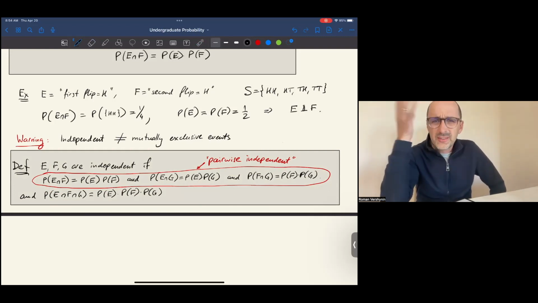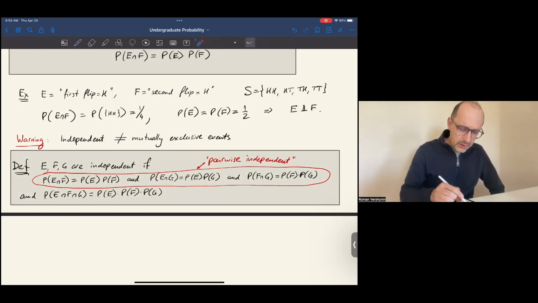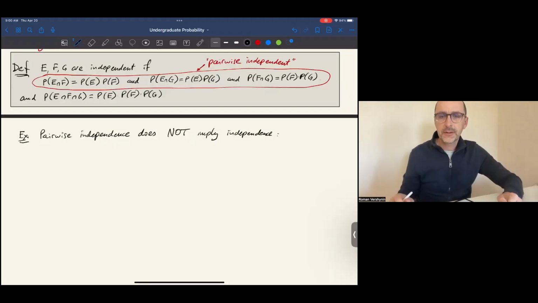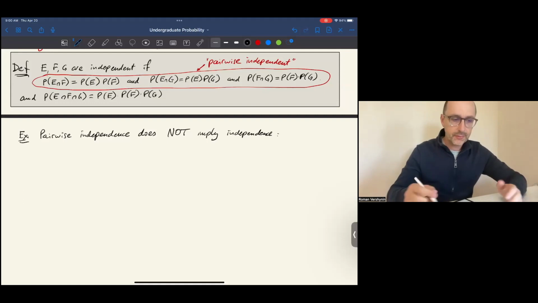You may say, oh my goodness, my head is spinning now. Why do we need this extra thing? Doesn't it automatically follow from here, from the pairwise independence? Actually, no, unfortunately. And here's a specific example where it happens.